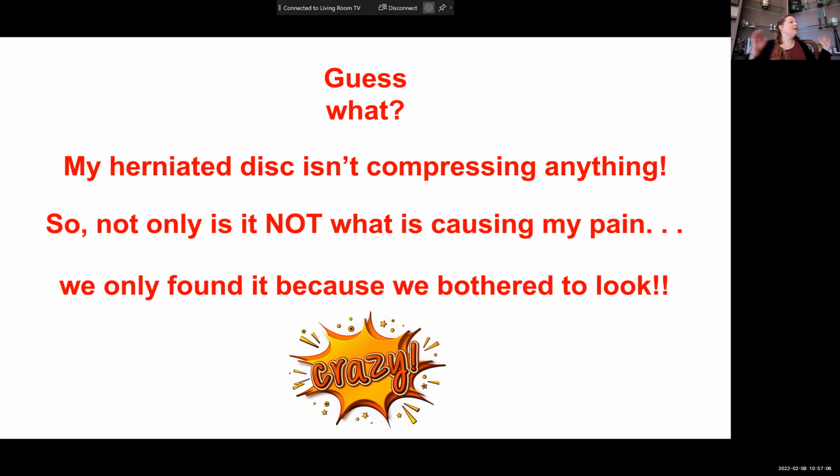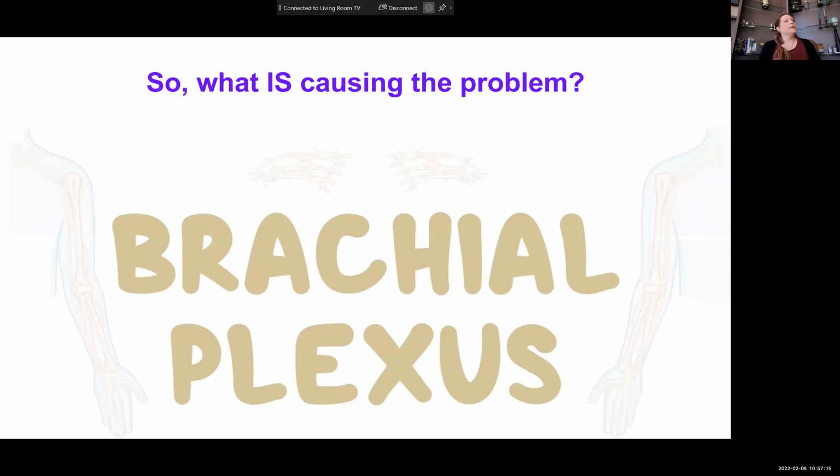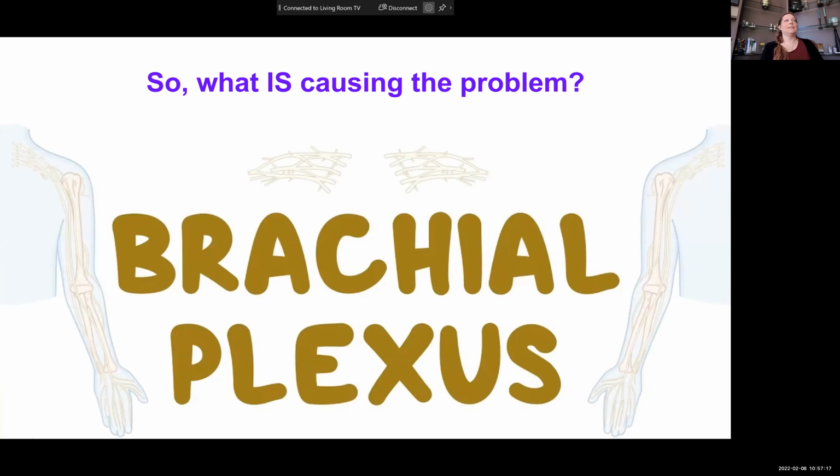Ta-da! So we went down the wrong path for a little bit because that was an obvious thing. It's like, oh, that's a problem, that's an anomaly, how do we deal with it? So what is causing the problem? It's called the brachial plexus. Do you know what your brachial plexus is? No? Okay, you're going to learn. This is a little off topic, but it's really interesting stuff.